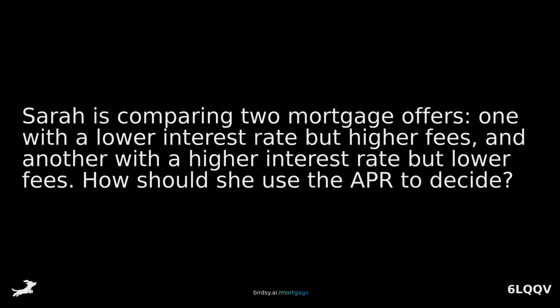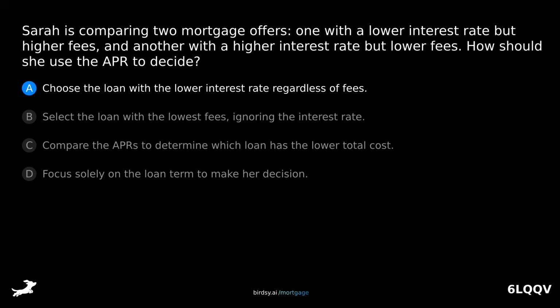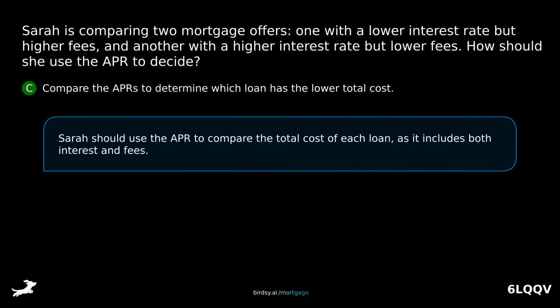the loan. Sarah is comparing two mortgage offers, one with a lower interest rate but higher fees, and another with a higher interest rate but lower fees. How should she use the APR to decide? Is it A, choose the loan with the lower interest rate regardless of fees? B, select the loan with the lowest fees, ignoring the interest rate? C, compare the APRs to determine which loan has the lower total cost? Or D, focus solely on the loan term to make her decision? The answer is C, compare the APRs to determine which loan has the lower total cost. Sarah should use the APR to compare the total cost of each loan as it includes both interest and fees.